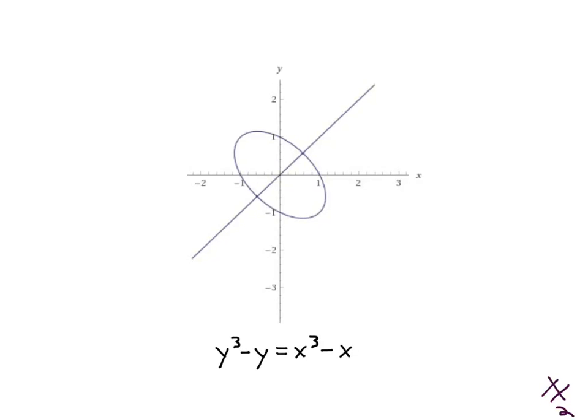All right, so this is the graph of this equation, y cubed minus y equals x cubed minus x. It's kind of a weird graph. It has this line, y equals x, because notice in the equation, if y equals x, then of course these two sides are the same, right? So it has to include the line y equals x, and it also has this ellipse here, kind of a slanted ellipse.